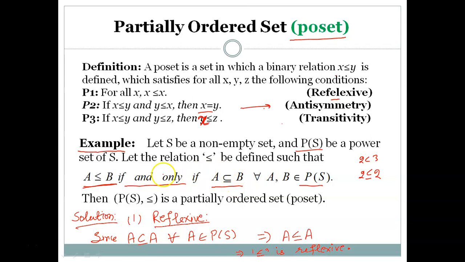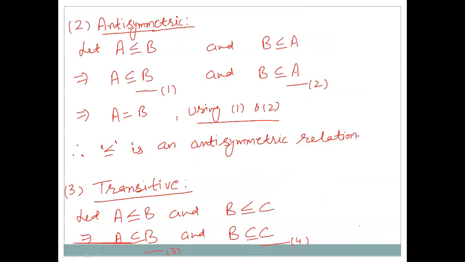What is the meaning of this? If you are writing A subset of B, then it can be written as A less than equal to B. If you are writing A less than equal to B, then you can write it as A is a subset of B. So that is the situation. Every set is a subset of itself. Therefore, you can write A less than equal to A. Hence, this relation less than equal to is reflexive. The first property is done.